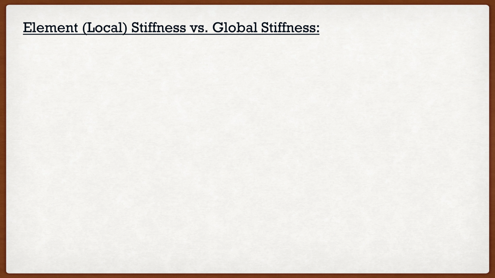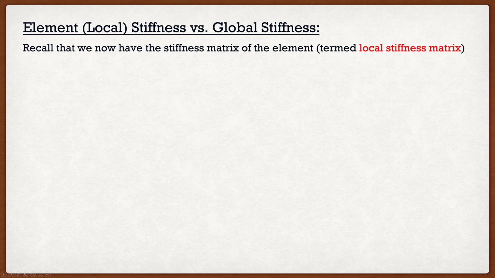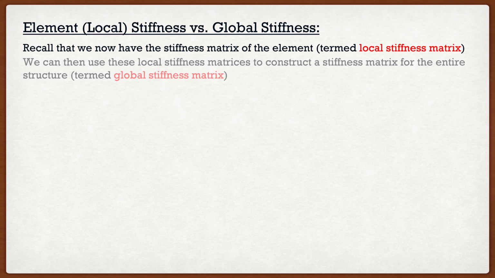So now we're going to move on to a more general concept called our element stiffness, which is also termed our local stiffness, and our global stiffness. What we just derived was the stiffness matrix of the element, and this is called our local stiffness matrix. However, in most scenarios when we're dealing with the finite element method, we don't just use a single element, we have a collection of elements. So the stiffness matrix of the element is going to be different than the stiffness matrix of the structure. However, we can use these local stiffness matrices to construct the stiffness matrix for the entire structure, and that is called our global stiffness matrix.